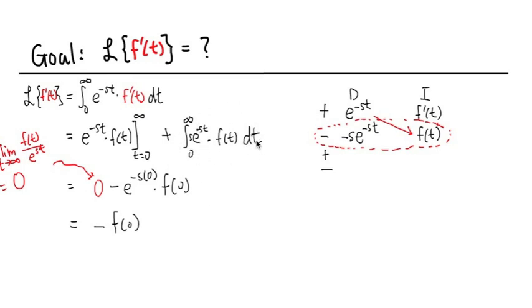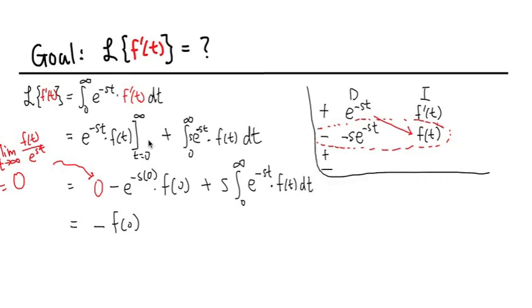This integral is with respect to t, so the s right here is like a constant, so I can take the s outside. So we're adding s, and we have the integral from 0 to infinity, e to the negative st. So let me write this better right now. e to the negative st times f of t dt.